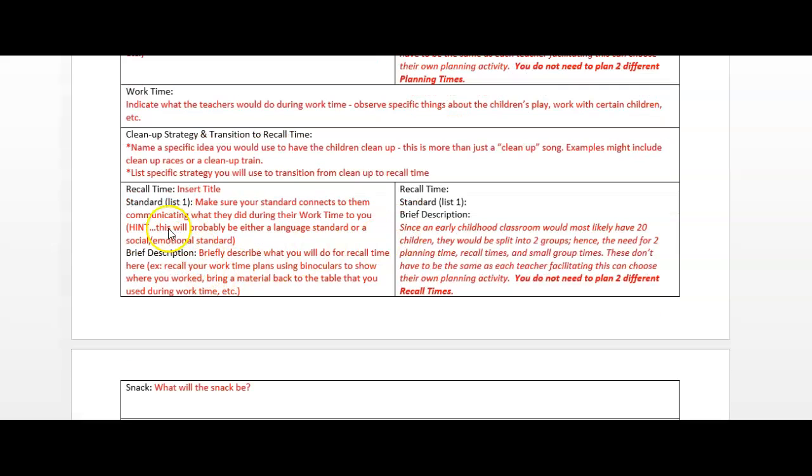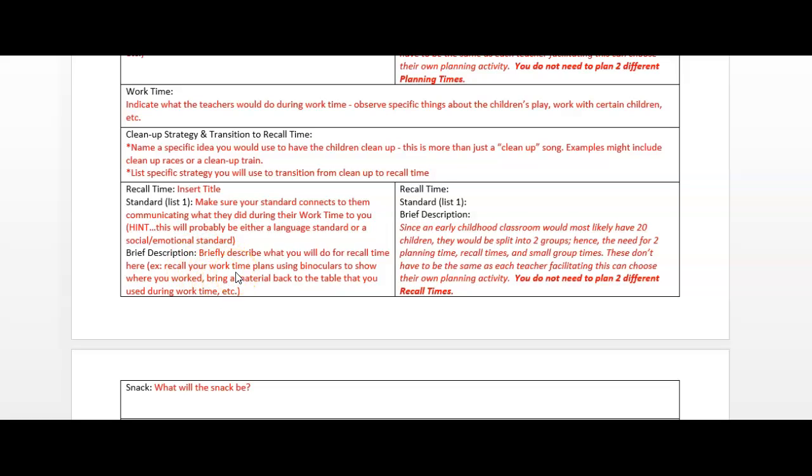Recall time is the final part of the plan-do-review process, which always follows work time. Much like you did for planning time, you will also only plan one recall time, but I wanted you to be aware that there would also be two recall times going on in an actual HighScope classroom, since the class would be divided into two smaller groups to facilitate this time. Just like with planning time, you will list the title for your activity, link one learning standard, and then provide a brief description.